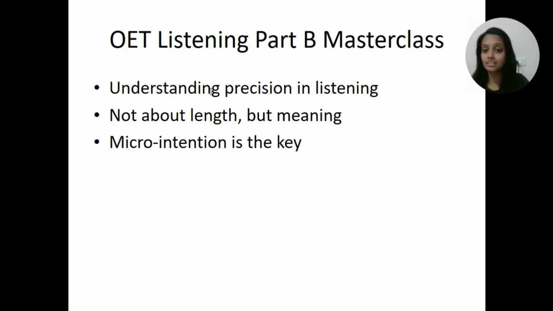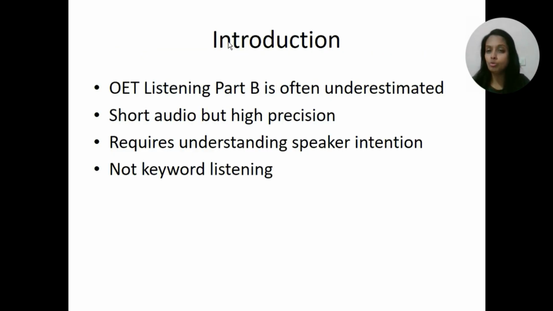They look at it and think, oh, it's short, only one question per audio, only three options, this should be easy. No, that is exactly where many candidates lose marks because OET listening Part B is not difficult because of the length. It is difficult because of precision. The audio is short, yes, but the meaning is concentrated. The language is natural. The speakers do not say everything in a direct textbook way, and the options are designed to sound close enough to confuse you. So, this is not a section where you can survive by just catching one or two words.